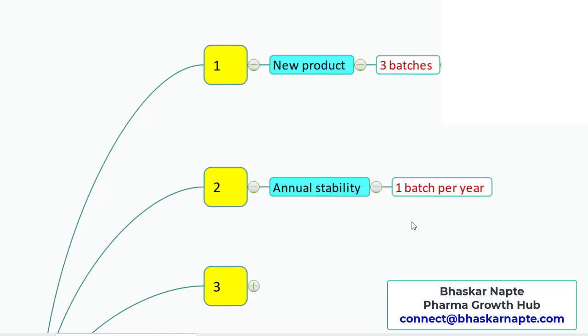So if you have multiple strengths, the multiple strengths will be considered as different products. Or if the same strength is packaged into multiple packages, then again those different packages will be considered as a different product.